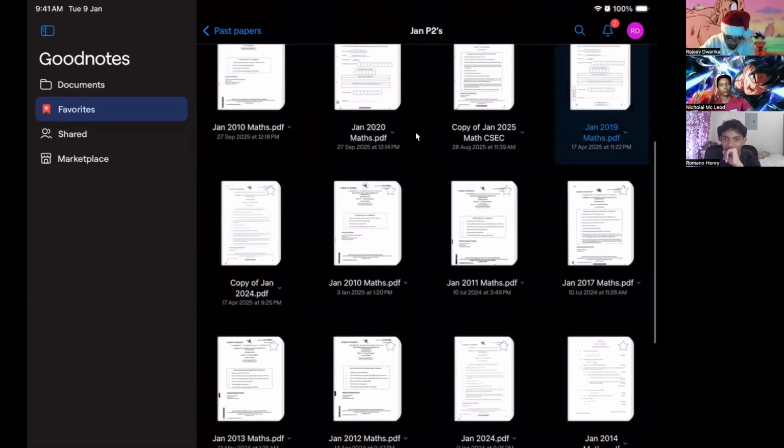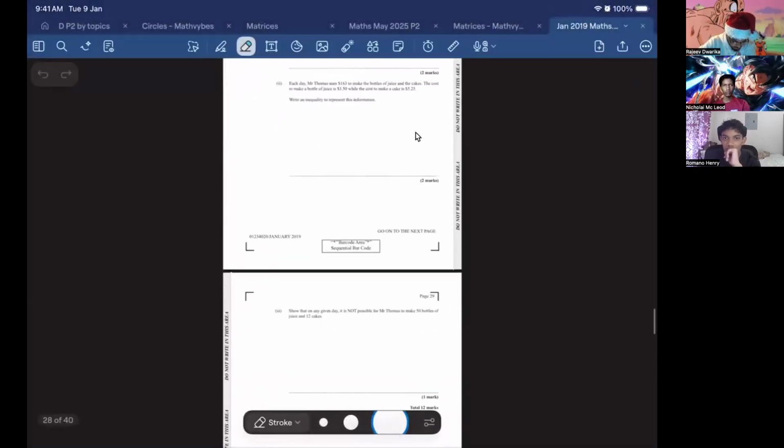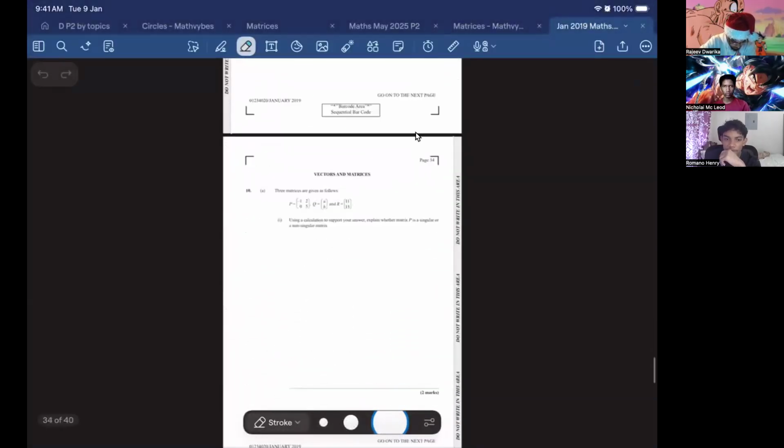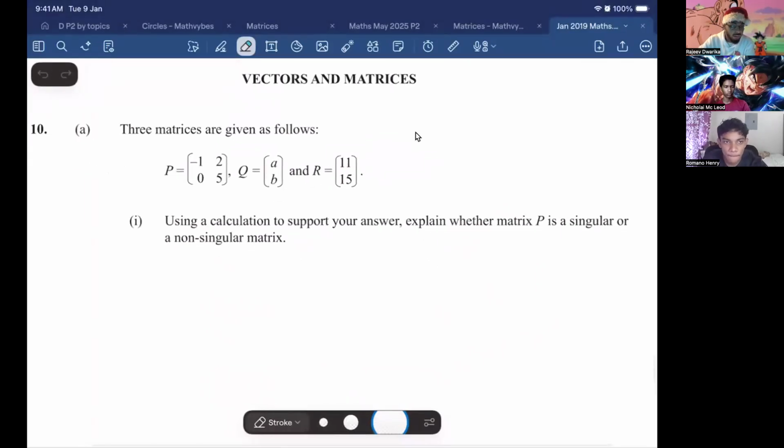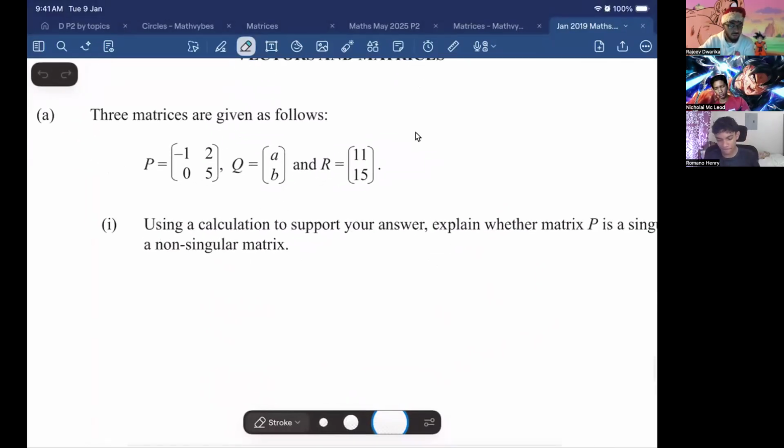2019, right? Let me just do January 2019, shall we? All right. So 3 matrices are given as follows. I feel like it should have been "as follows", but I don't teach English. So they're giving us P, Q, and R. P is -1, 2, 0, 5.